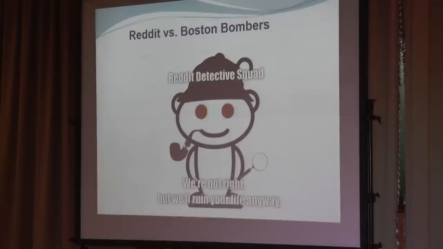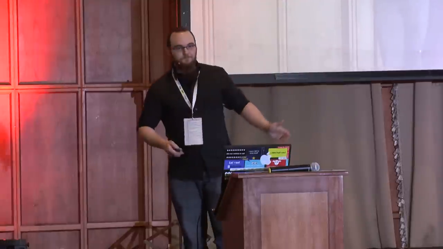And a group on Reddit, a very large group, decided to play Internet Police. They're going to figure out who committed the Boston bombings, and they can definitely do a much better job than highly trained professionals. So, some of their methodology. They would look at publicly posted marathon photos or videos, and they would try and pick out who they felt wasn't paying enough attention to the race at that specific moment in the photo.